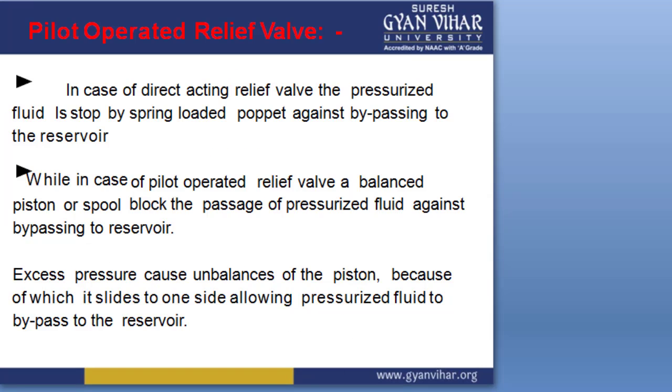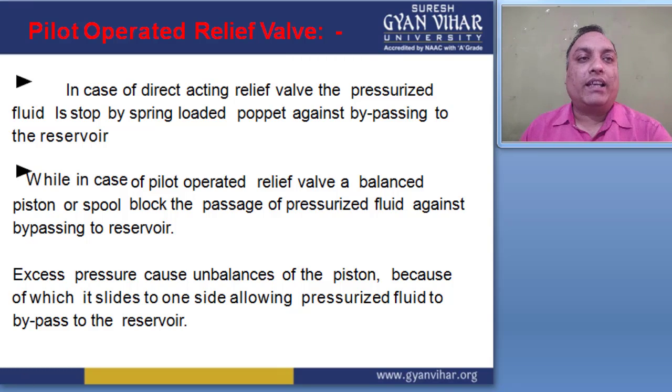I have already explained the working of this pressure relief valve. In a direct acting relief valve, when the fluid is pressurized, it is stopped by a spring loaded poppet against bypassing to the reservoir, while in a pilot operated relief valve, a balanced piston or a spool blocks the passage of the pressurized fluid against bypass to the reservoir, and excess pressure causes unbalance of the piston, because of which it slides to one side, allowing pressurized fluid to bypass to the reservoir.